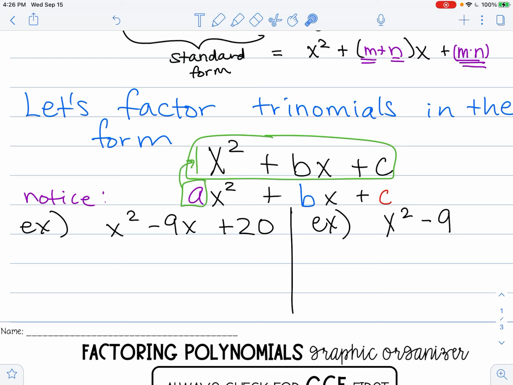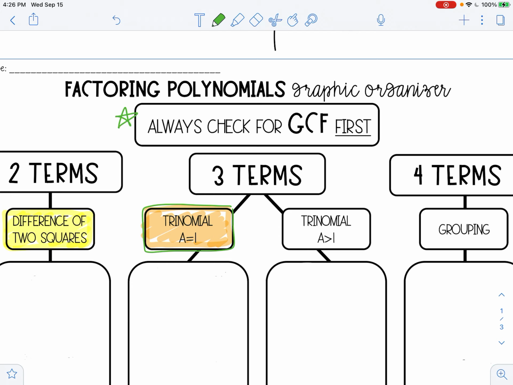So here's how to factor polynomials. We're always going to check for a greatest common factor first. So maybe if all of the coefficients have a factor of 2, you can take that out. You're going to look to see, can we divide anything into all of the terms first?